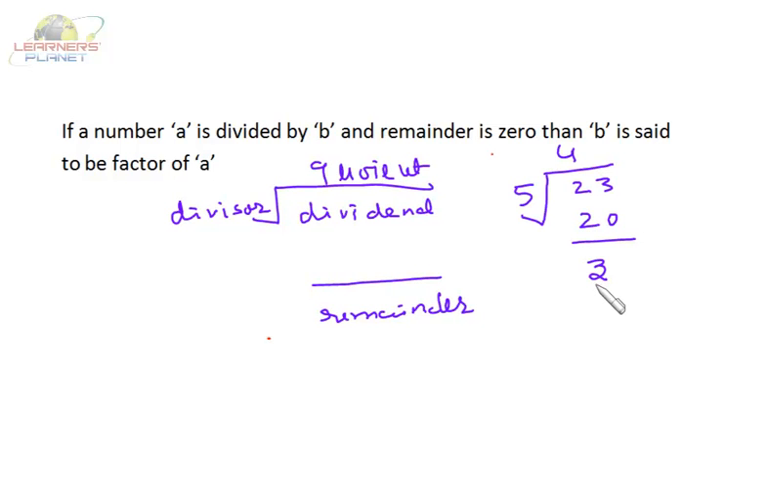Okay, now come to the point. If we do not get any remainder, that means if we get remainder as 0, that means this number is factor of this number. Since in this case we are getting the remainder as 3, that means 5 is not the factor of 23. Okay, let's take one or two more examples.